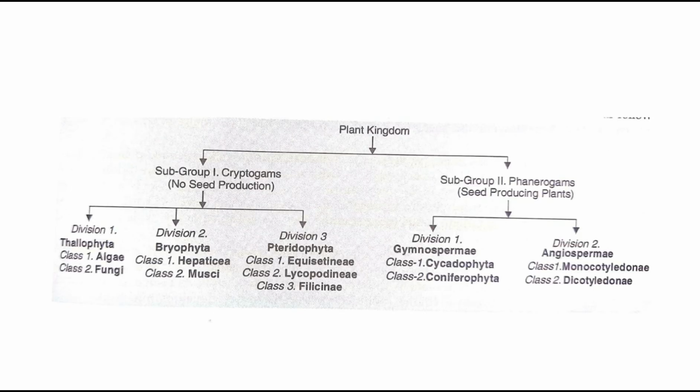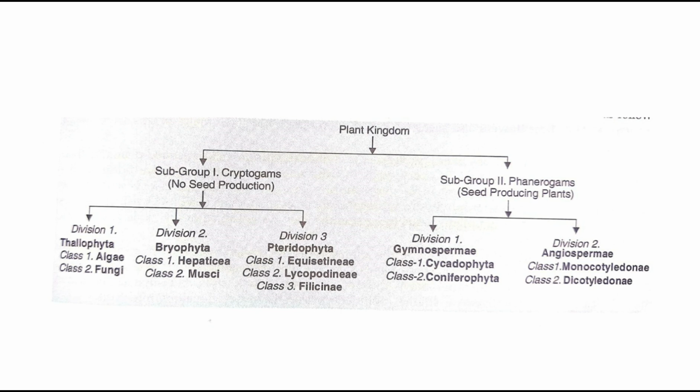So the plant kingdom is divided into two subgroups. One is cryptogams, the second one is phanerogams. Cryptogams lack seeds, but phanerogams are seed producing plants. Under cryptogams, Thallophyta, Bryophyta and Pteridophyta are present. Then under phanerogams, gymnosperms and angiosperms are present. Then under Thallophyta, again algae and fungi are present.